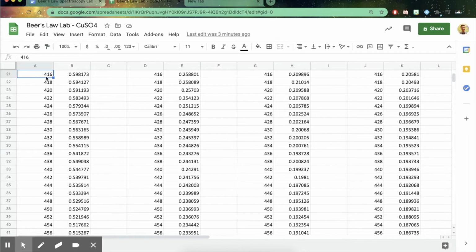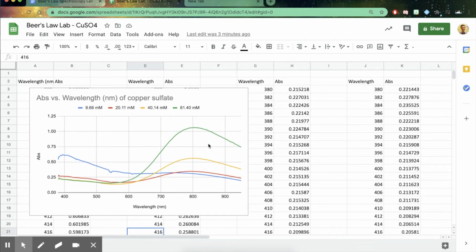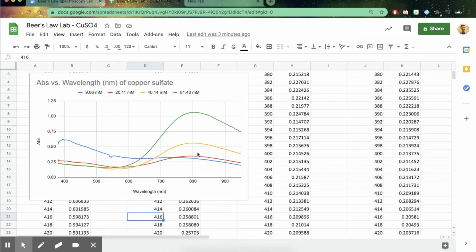So at 416 nanometers, the absorbance of my lowest concentration solution was 0.598. The next concentration had an absorbance of 0.258 at 416 nanometers. And obviously, this goes on and on and on. Now, to actually make sense of this, I made a little graph up here. So each of these different colors represents a different concentration of solution that I have made, and the absorbance at different wavelengths for each of those solutions.